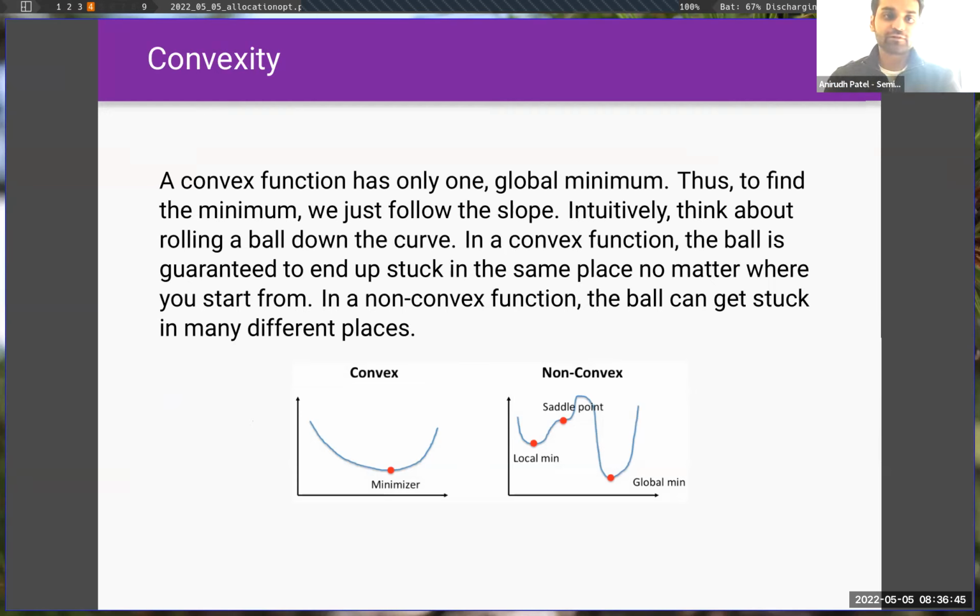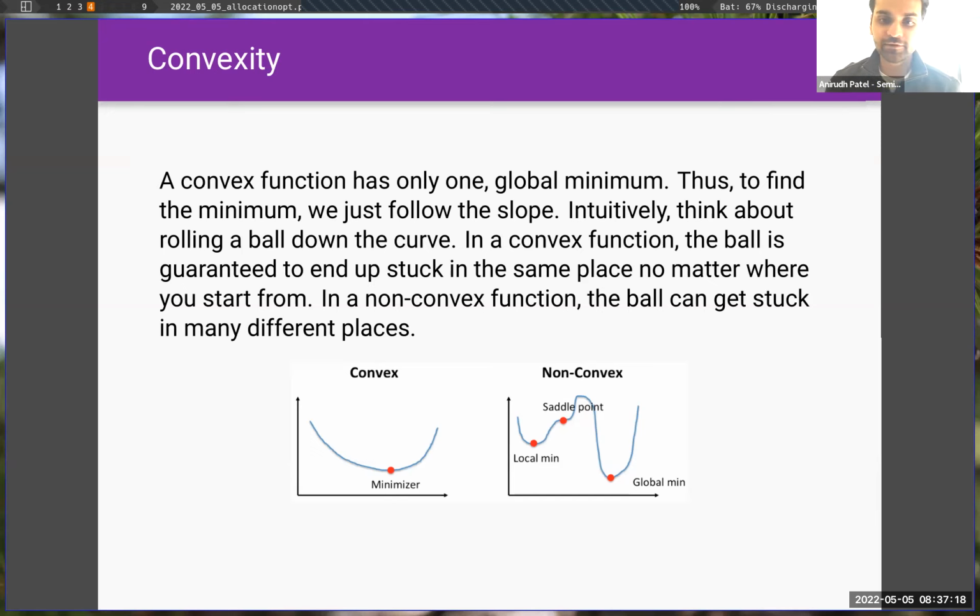So just a brief introduction to convexity in case you've not heard that term before. A convex function is just a function that has one global minimum and one point where the slope is 0. And so to find the minimum, all we have to do is follow the slope, right? So intuitively, you can think about a ball rolling down a curve. In a convex function, the ball is guaranteed to end up stuck in the same place, no matter where you start from. In a non-convex function, the ball can get stuck in a lot of different places.